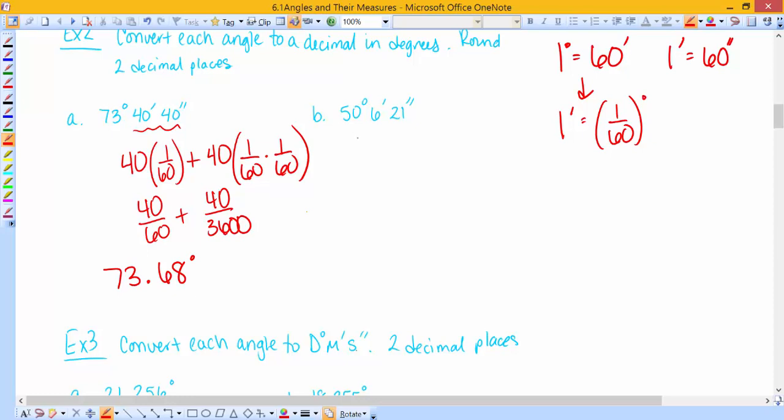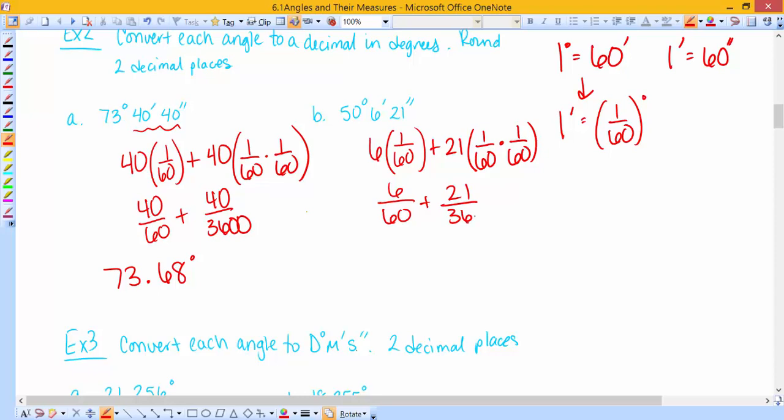So let's do this one more time. 6 minutes. I need to change this to degrees, so I multiply by 1/60. 1 minute is 1/60th of a degree, and I have 6 minutes. And then I have 21 seconds. So I have to convert that first to minutes, and then I have to convert it to degrees. So this becomes 6 over 60 plus 21 over 3600. So this is going to be 50 from the degrees, point something.